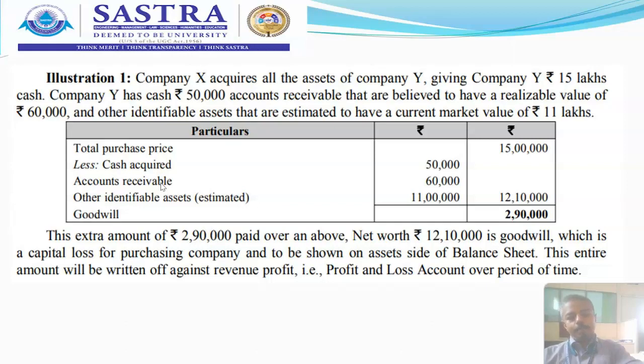That's why while preparing final accounts, we used to get an adjustment called goodwill written off 5%, like that. So the goodwill used to be written off and adjusted against the revenue profit, which is going to be over a period of time. So with this short illustration, we came to know what is goodwill, how it is treated, why it is called a capital loss, and how it can be written off in future.